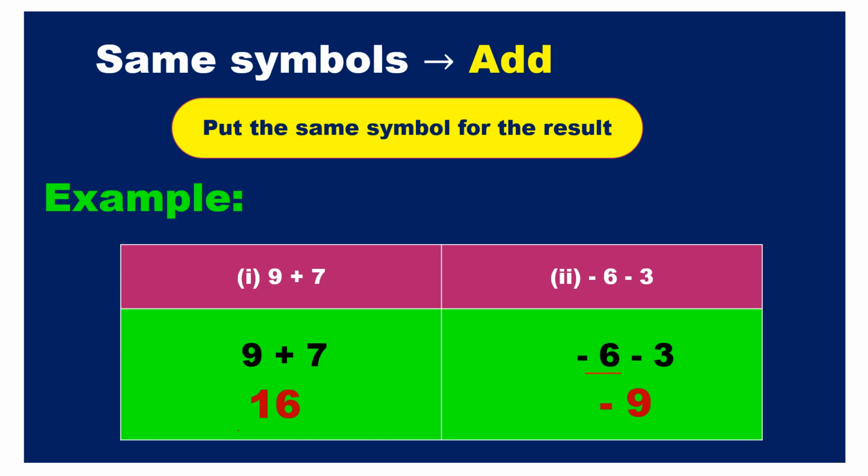Here minus 6 minus 3, both have the same symbol. Same symbol means we should add first. So I have added 6 plus 3 is 9. Then I should give the same symbol for the result.